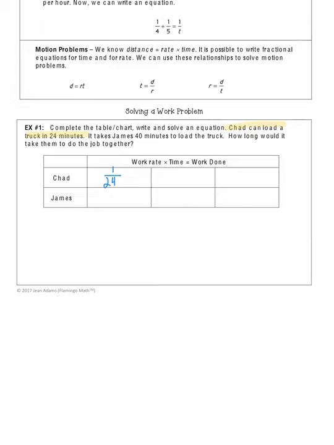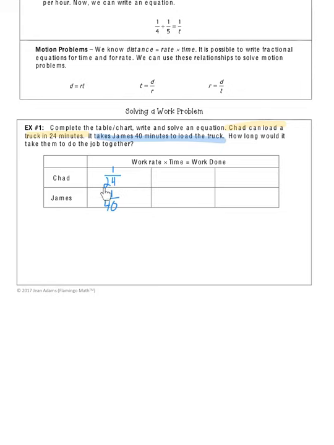And then we have James. It takes James 40 minutes to load the truck. So that means that his work rate is 1 over 40. So far we don't have an unknown. How long would it take them to do the project together?